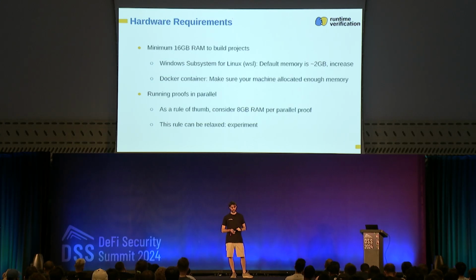And also for running proofs in parallel, as a rule of thumb, we use 8 gigabytes of RAM per proof. You can experiment with it. Your computer is not going to burn or anything. But this is sort of what we look for usually.